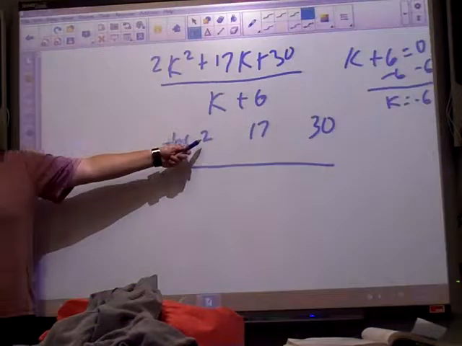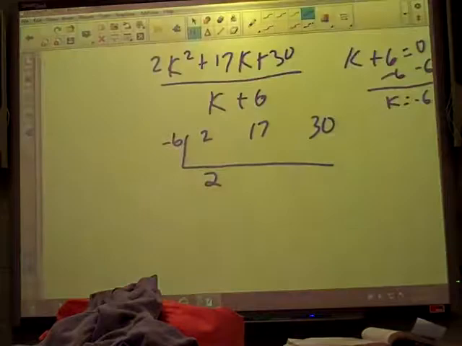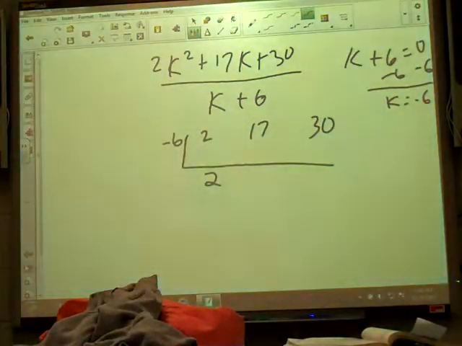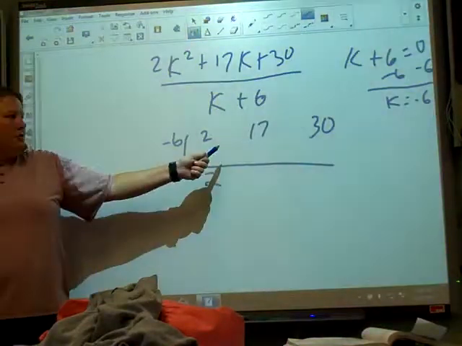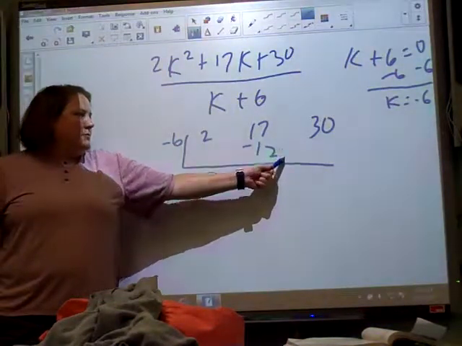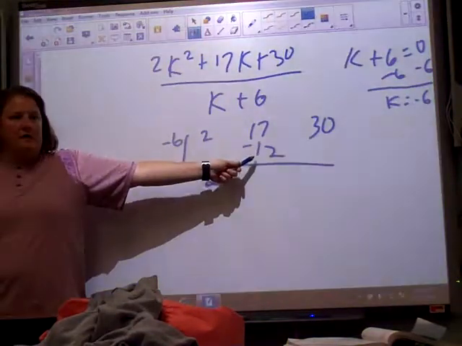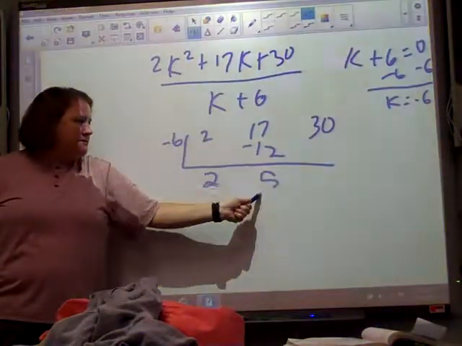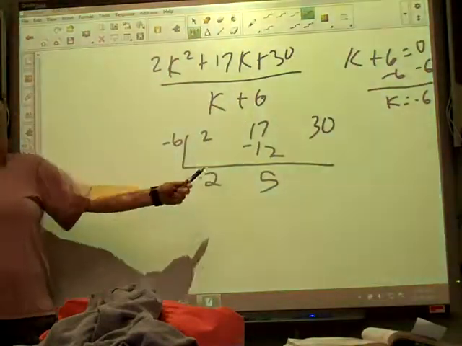Starts off by dropping your first number all the way out of the box, and that'll be how you start every time. All you do from here on out is multiply, add, until you get to the end of the box. Multiply what's outside, 2 times negative 6. Put that underneath the next available number we haven't used yet. 2 times negative 6 is negative 12. Now we're adding. 17 plus negative 12 is 5. Now we multiply. 5 times negative 6 is negative 30.